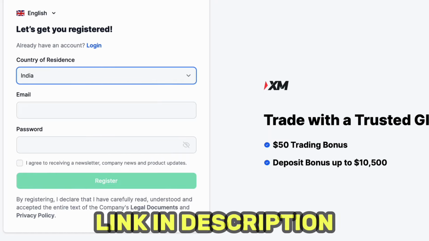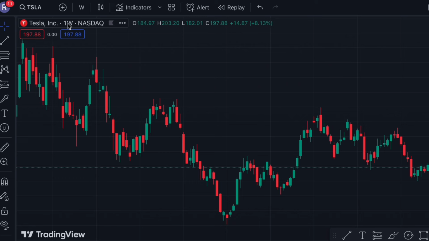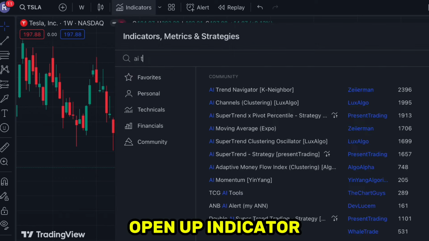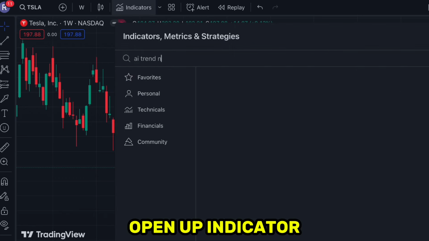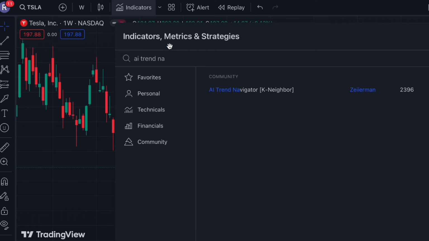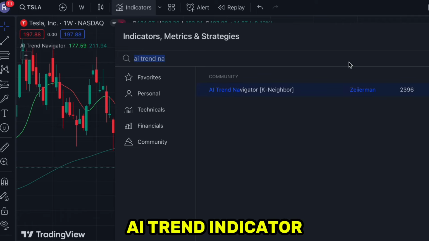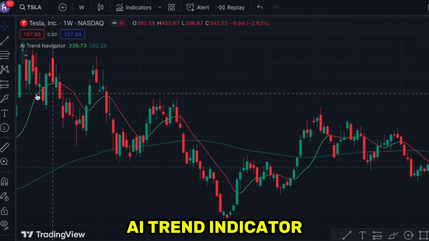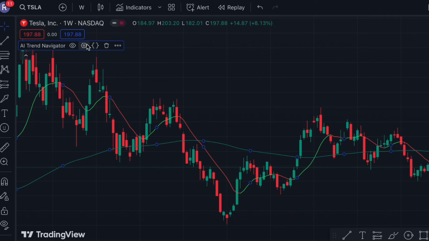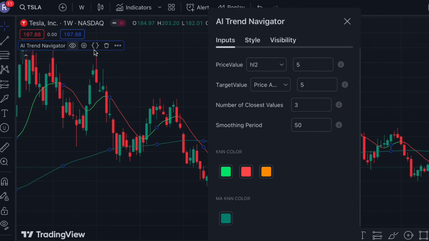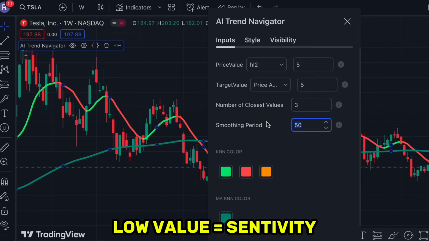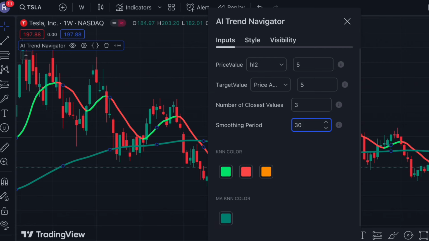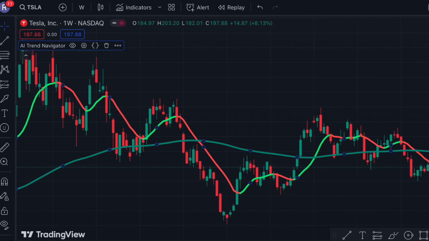Let's start trading. First, open up the AI signal indicator in TradingView. Search for AI trend indicator by K-Neighbor. After that, the indicator will be on your TradingView chart. Change the setting. If you are trading a shorter time frame, you can lower the value of the smoothing period to 20, 30, so that the chart will be more sensitive based on your trading strategy.